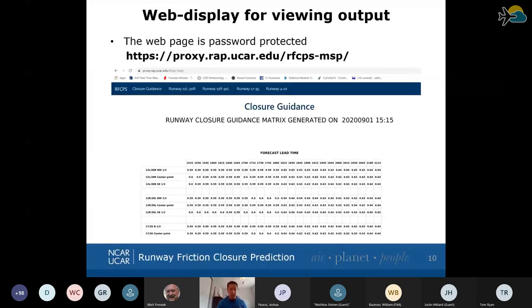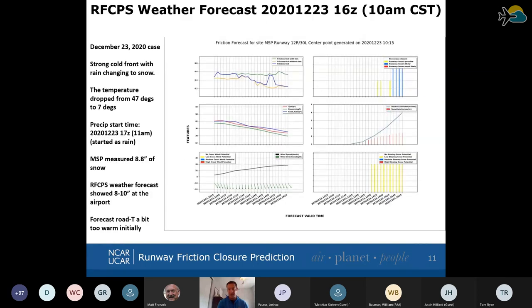Okay, next. And then ultimately, at the very end of the project, we created a web display that updates automatically and provides all of the output products that we just discussed for all of the runways. Next.